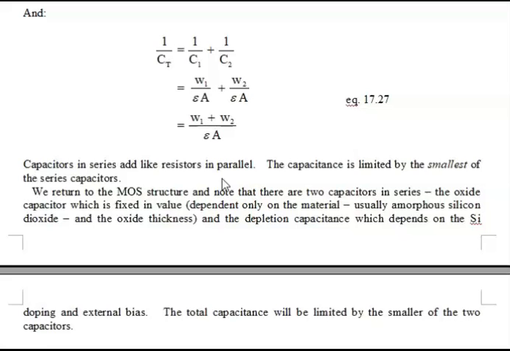Let's see. If we have two resistors in parallel and one of them is very small, then the resistance is very small. So I should have said, for resistors in parallel, their total resistance is dominated by the smaller of the two resistors, and for capacitors in series, the total capacitance is dominated by the smallest, just like resistors in parallel, the smallest of the two capacitors.